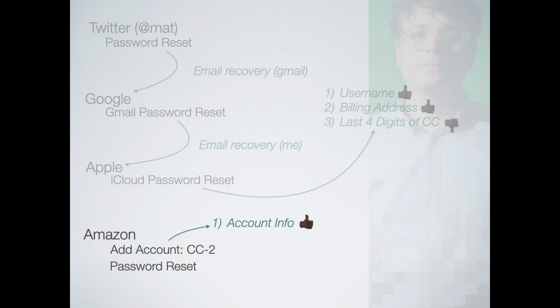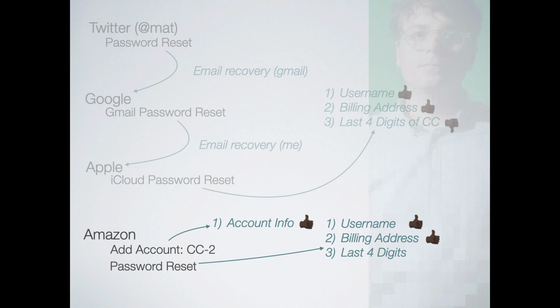They decided, let's go back to Amazon and we'll do a password reset. And Amazon will say, "Okay, great. What's your username?" So I know that. "What's your billing address?" I know that. "What's the last 4 digits of your credit card?" Okay. I don't know it on the original credit card, but guess what? I just added a credit card to the account. Now there's 2 credit cards, and I know the last 4 digits of credit card 2 because I was the one that added it to the account.